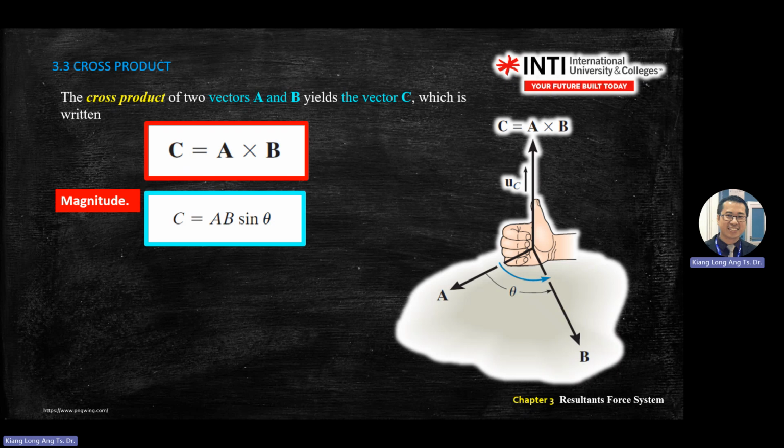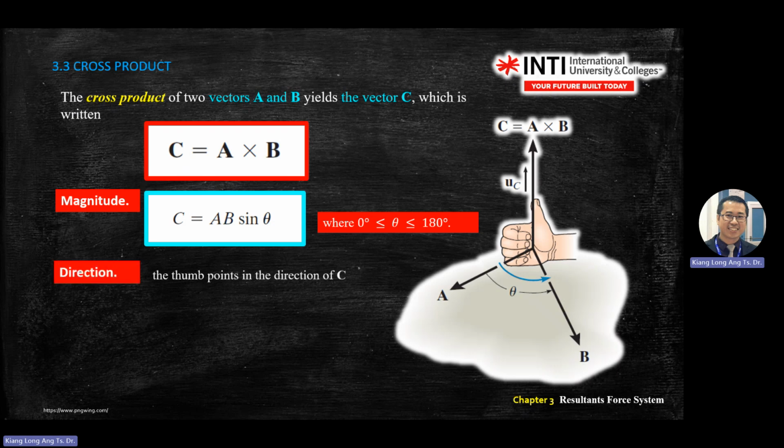Magnitude is also a bit different. You use sine theta, AB sine theta. I skip the derivation mathematically because it is more important that you know the application. C equal to AB sine theta. The angle is still the same, from 0 to 180 only. Direction, follow your thumb.